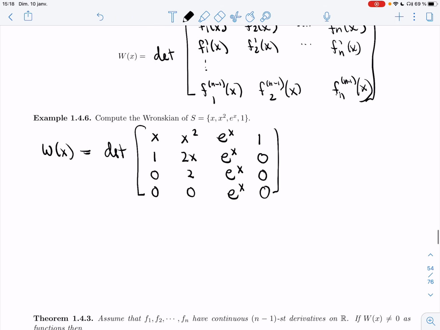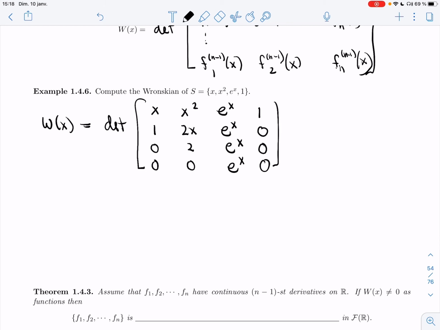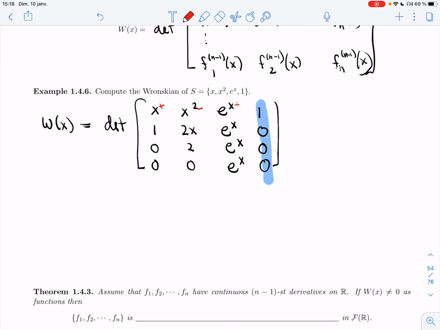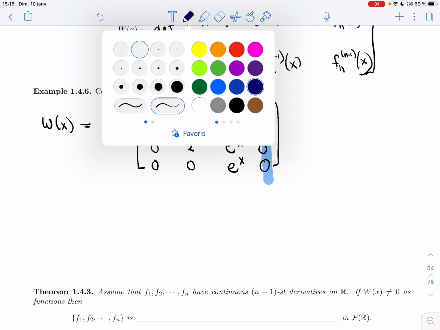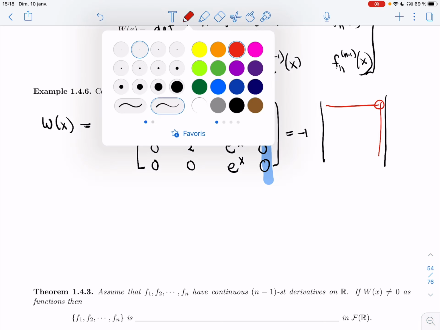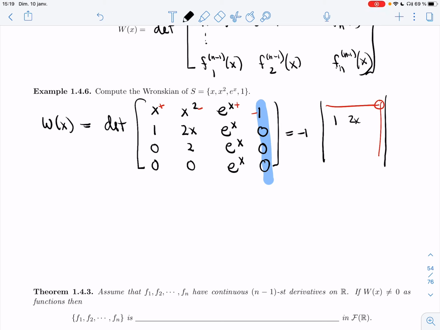All right, so I want to compute this determinant. Fastest way here, I have a really nice column, so I'm going to expand on that column. Let me look at the signs. I'm going to get minus 1 times the determinant. Let me use these straight lines for determinant. I'm going to get rid of the last column and first row, because that's the only non-zero element. And so I'm going to get 1, 2x, e to the x, 0, 2, e to the x, 0, 0, e to the x. Now I have an upper triangular matrix.